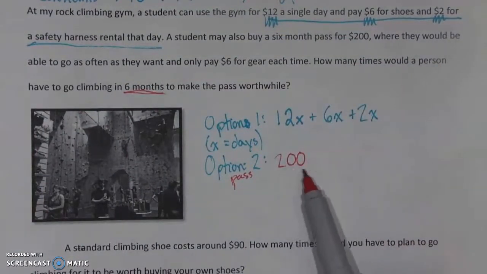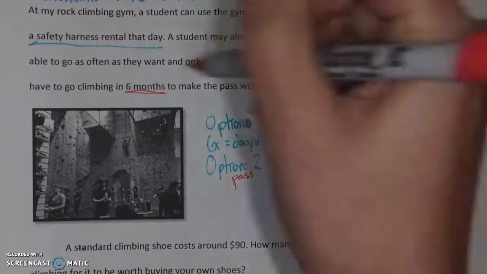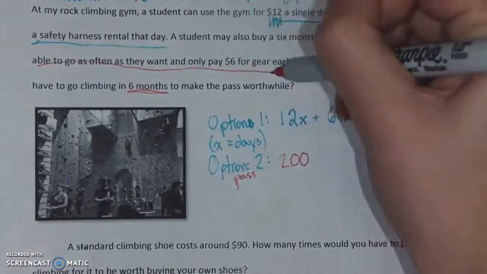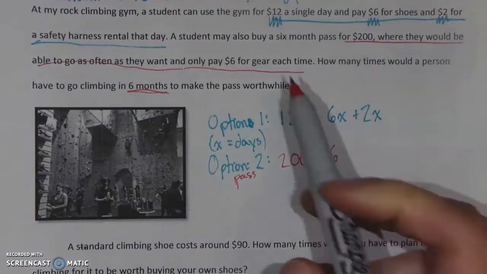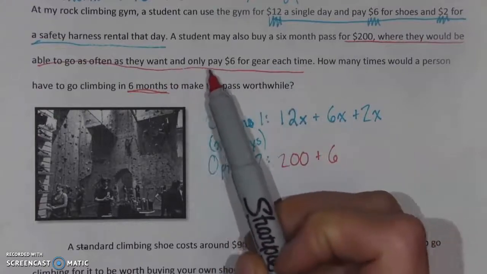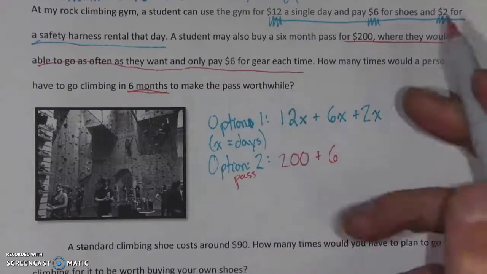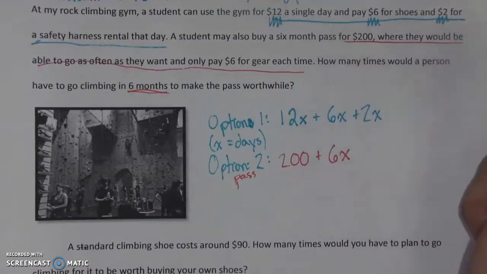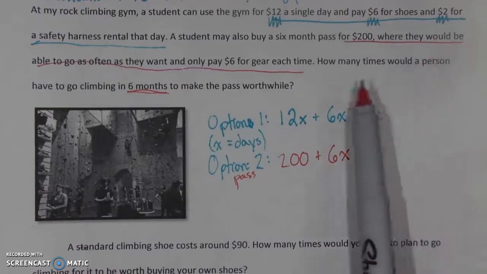Which means that I do not need an X after it because it's a one-time payment of $200. And at that point, I'm also going to then only have to pay an additional $6 for gear because they give me a bit of a discount. But the question is, do I pay that once or do I pay it repeatedly? According to the question, I pay it repeatedly because I'm paying $6 for gear each time. So that becomes 6x.